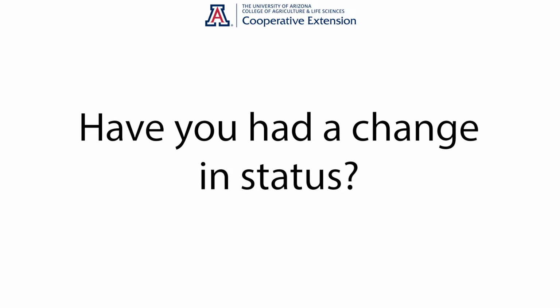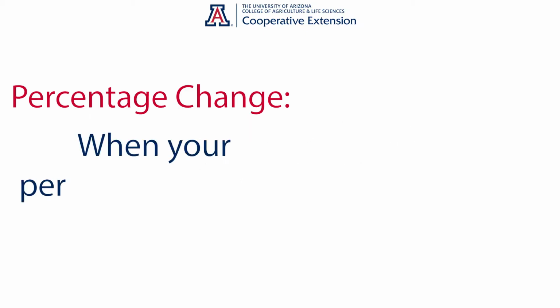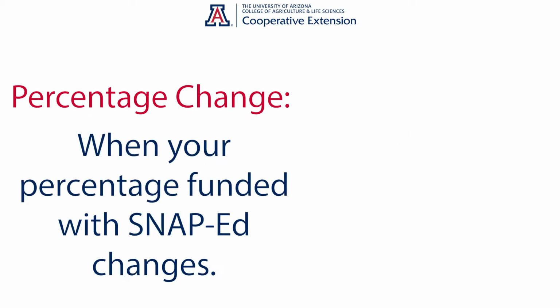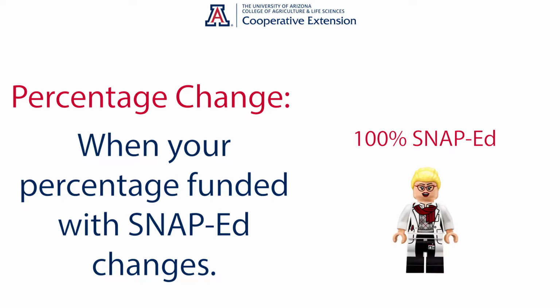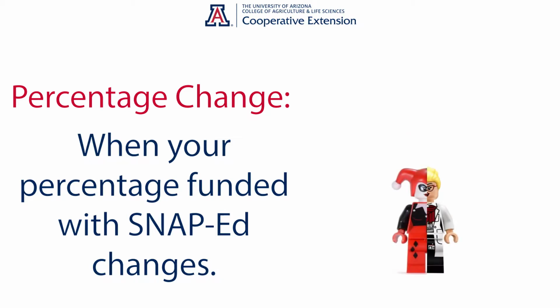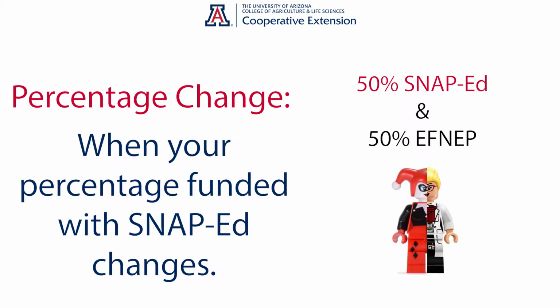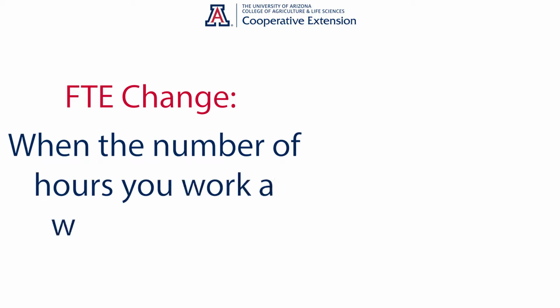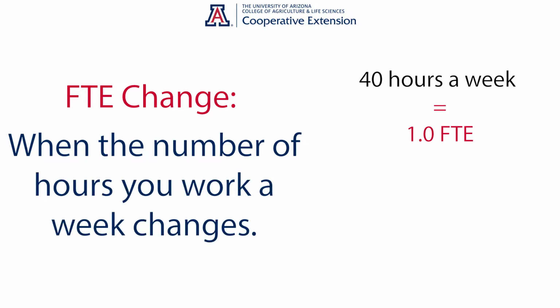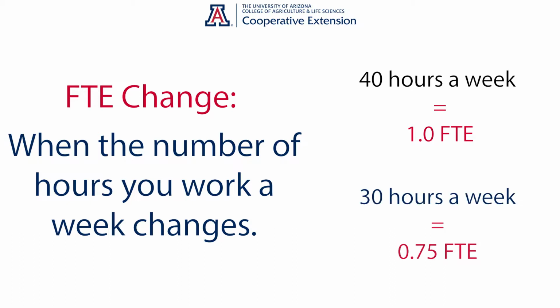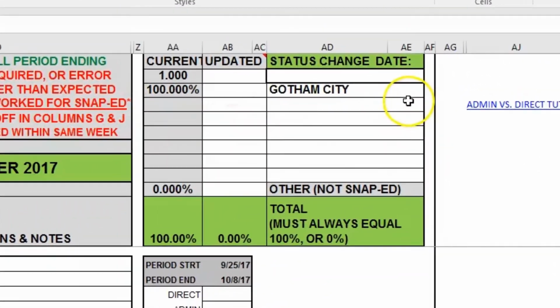Another thing to think about is whether or not you've had a percentage change or FTE change within the program at any time during the month. A percentage change is when the percentage you work with the grant changes, such as if you've changed from working 100% of the time with SnapEd to working 50% of the time with SnapEd and 50% of the time with another grant. An FTE change is when the number of hours you typically work changes, such as if you change from working 40 hours a week, which is a 1.0 FTE, to 30 hours a week, which is a 0.75 FTE. If you have, go to this box on the right.